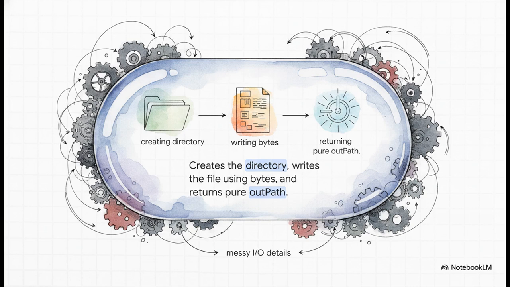writeOutput takes the outPath and the bytes. Inside that named function, it creates the directory if it's missing, it writes the file using the bytes, and finally it returns pure outPath. By pulling all these file system operations out into their own dedicated space, our function f in the traverse call is simply and elegantly represented as just writeOutput outPath. It cleanly encapsulates all those messy I/O details completely away from your main control flow.